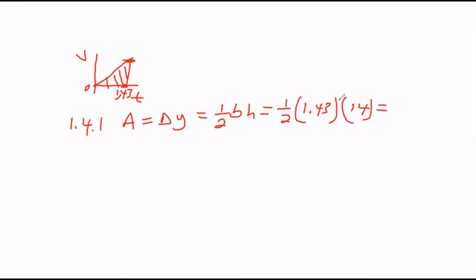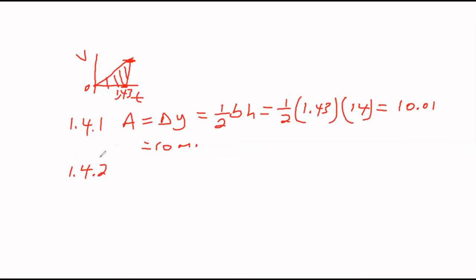Okay. Let's substitute, let's make calculations. Half times 1.43 times 14. What is the answer? It is 10.01, which is the same as 10 meters. Okay, sometimes it's not exactly accurate as 10, or it's not exactly the amount of the height, but it's always almost the same.